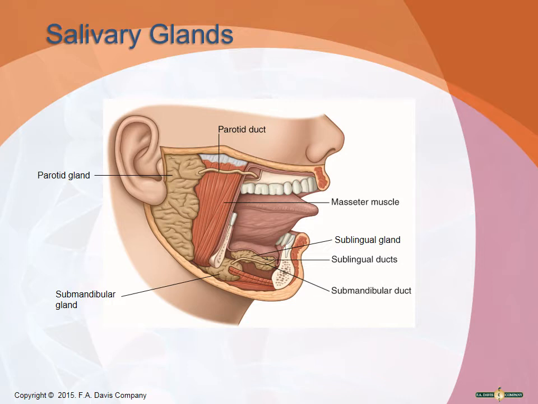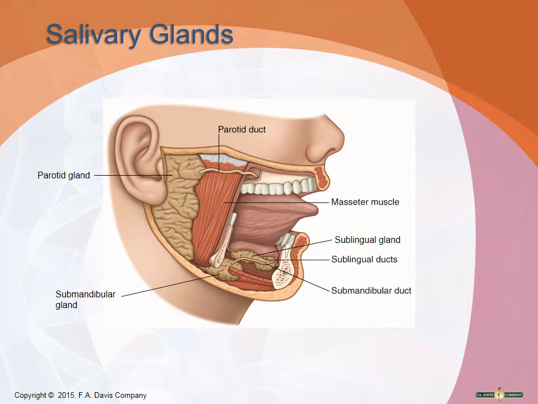The locations of the salivary glands: the parotid gland is anterior to the ear, the submandibular is exactly what it says, under the mandible, and the sublingual is under the tongue. Again, they have ducts that will bring the saliva into the oral cavity.